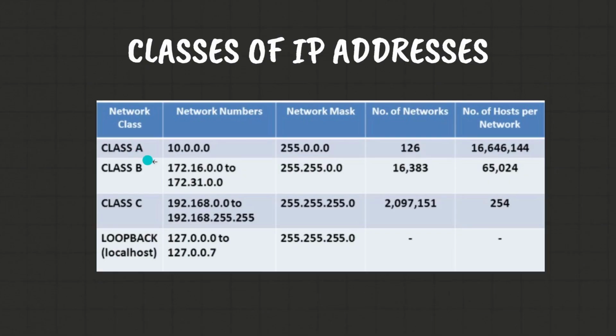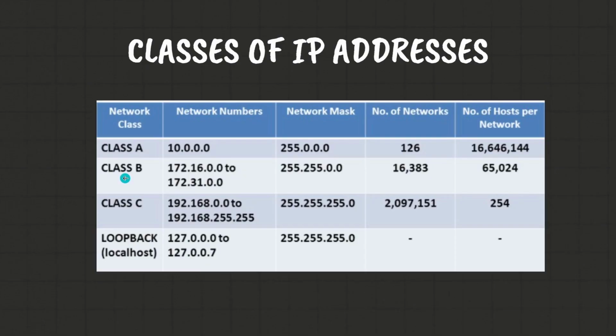The network number it starts off in the 10 range, like 10.0.0.0. The network mask is 255.0.0.0. We'll look into it thoroughly later, and the number of networks it can have is 126. Now the number of hosts it can have is more than 16 million. So whenever you are dealing with a class A network, it is generally related to a big corporation or organization.